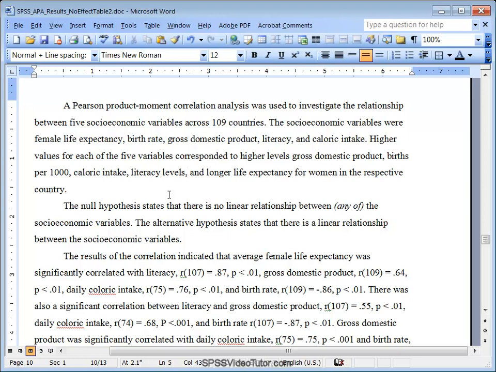The alternative hypothesis states that there is a linear relationship between the socioeconomic variables. So it's just the opposite of the null hypothesis.